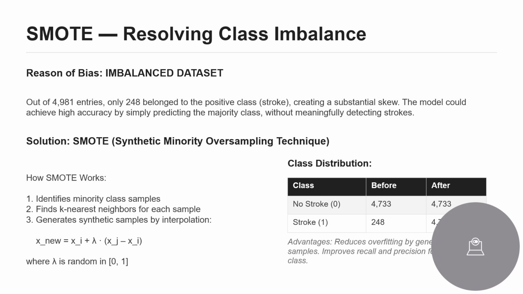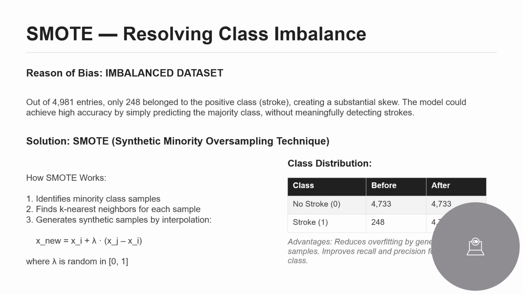When we train a model on such imbalanced data, the model becomes biased towards the majority class. It learns to always predict no stroke because that's the safe bet. It gets the right answer 95% of the time, but it completely fails at detecting actual stroke cases, which defeats the purpose. SMOTE solves this by generating synthetic samples for the minority class. Here is how it works.